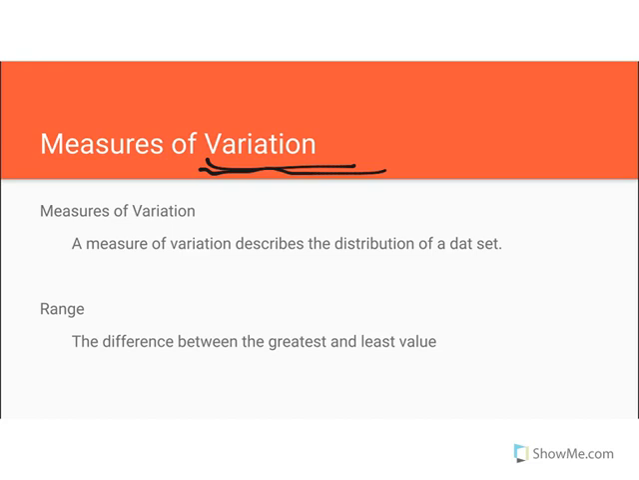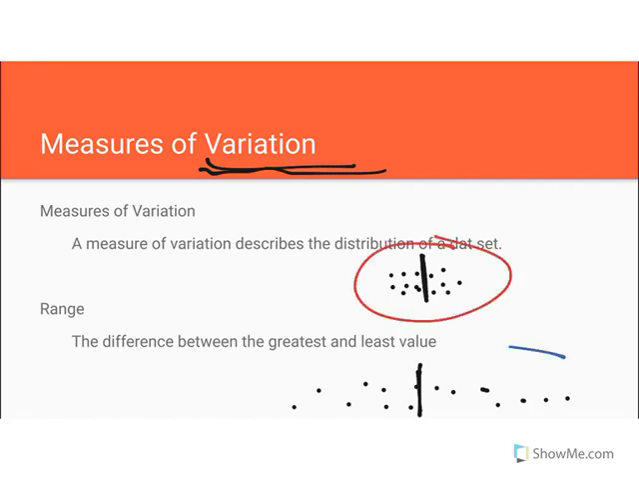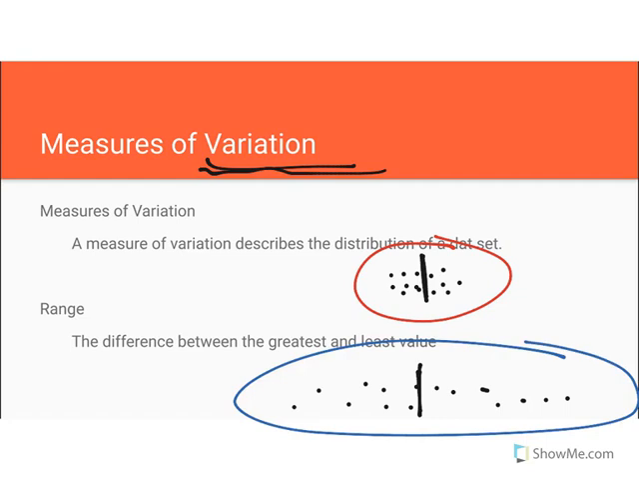So, if I have a bunch of points, maybe a dot plot, and it looks something like this, the average is probably going to be here. But if I have a data set that looks something like this, that average is going to be in really about the same spot. But there's a huge difference between my first set of data and my second set of data. So even though they'd have the same mean, one is a lot more spread out than the other.